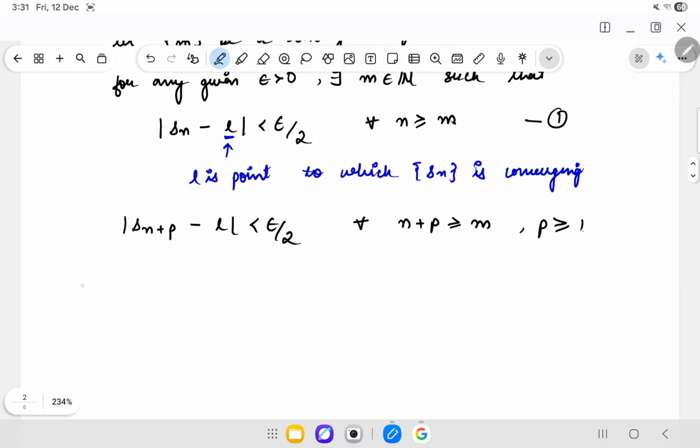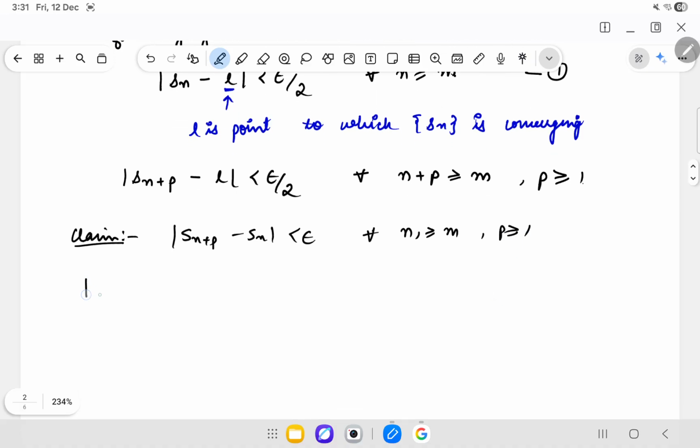Now our claim is to show that the absolute value of Sn plus p minus Sn is less than epsilon for all n greater than or equal to m and for all p greater than or equal to 1. Now if I evaluate this, Sn plus p minus Sn, this term can be written as Sn plus p minus L plus L minus Sn.